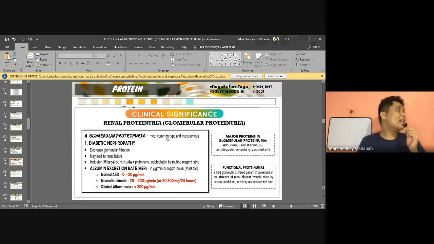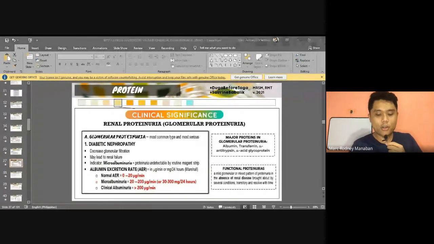As the name says, glomerular proteinuria is proteinuria caused by damage in your glomerulus. All right, and your glomerular proteinuria is considered to be the most serious and the most common. Of course, because again, there is already destruction of the glomerulus.